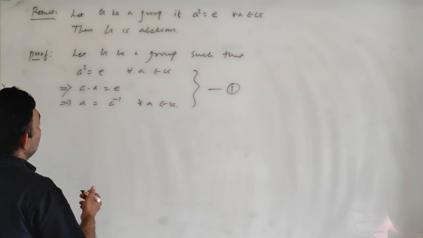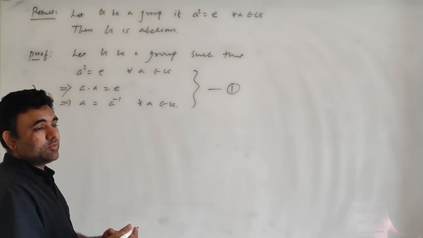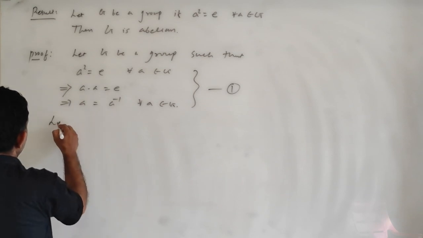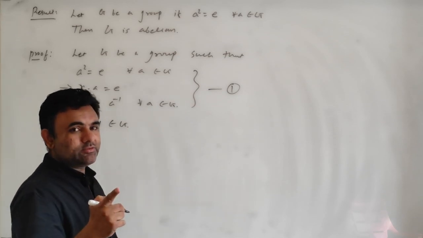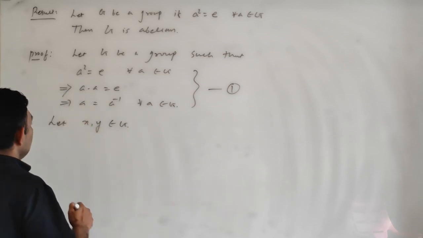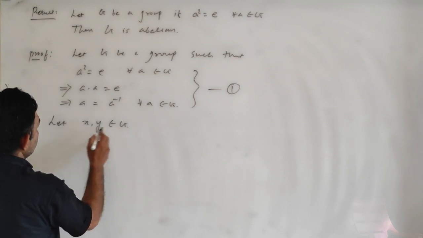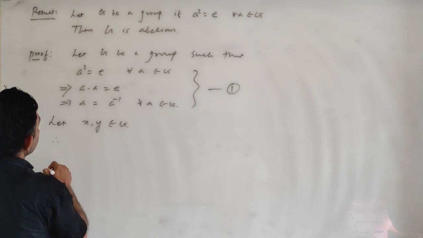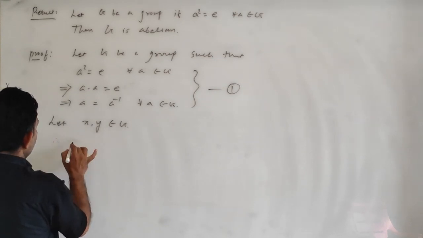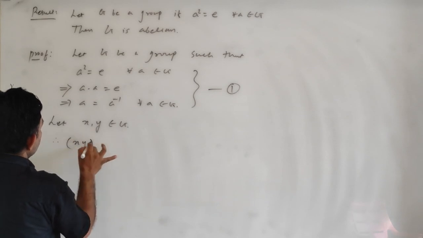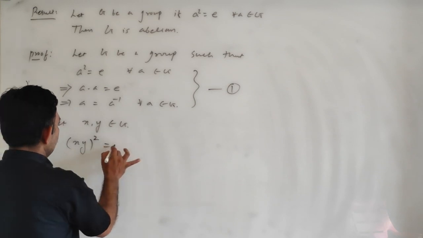To prove abelian, what do I have to prove? I have to prove that xy is equal to yx for all x, y belonging to G. So let x, y belong to G, and I will prove that x into y is equal to y into x. Let me start with (xy) square. So (xy) square will be identity.